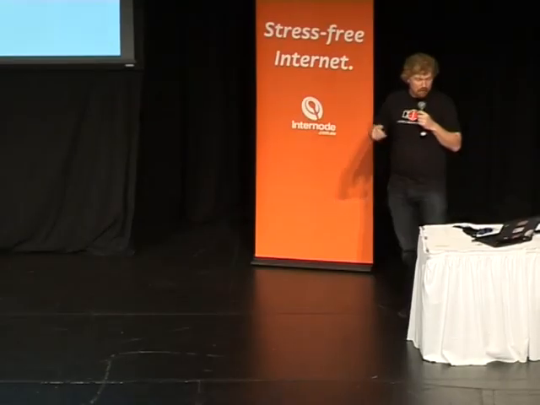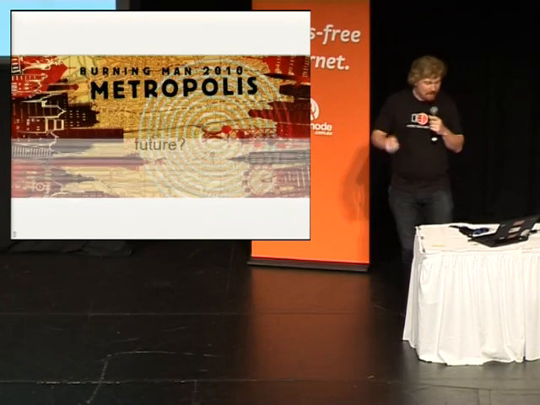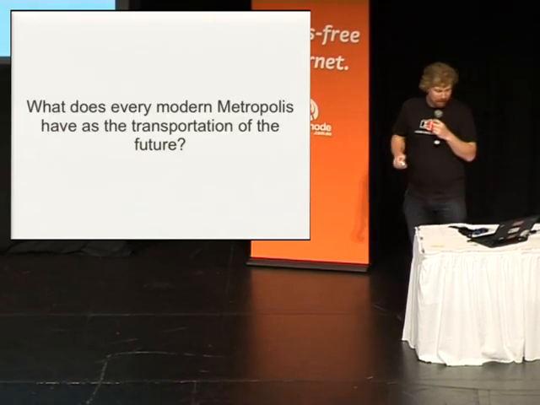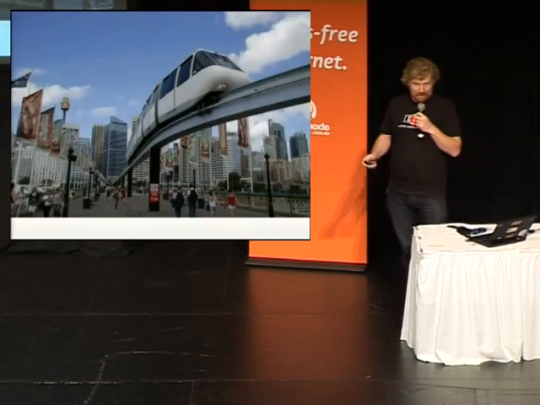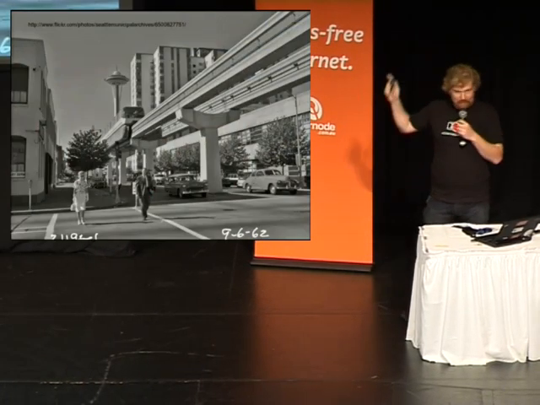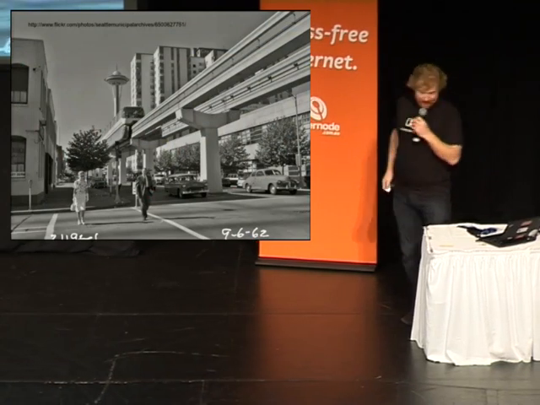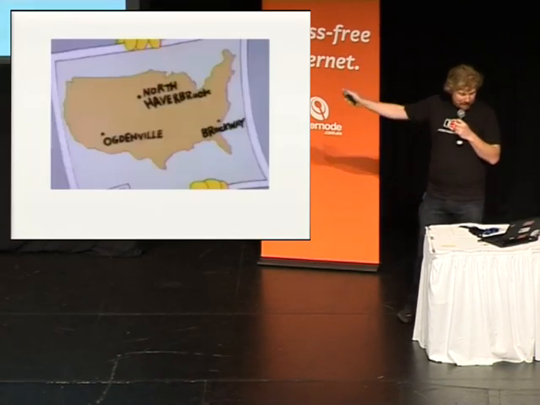So I go for a thing called Burning Man. It is great. It has a theme every year. In 2010, the theme was Metropolis. So what does every modern metropolis have as a transportation of the future? Monorail. Just like Seattle or Sydney, which goes nowhere to nowhere, or Seattle, transportation of the future in 1962, and all the other cities that are definitely on the map.